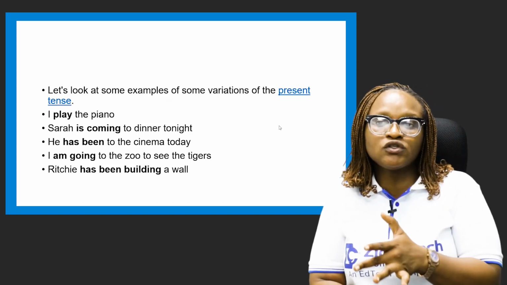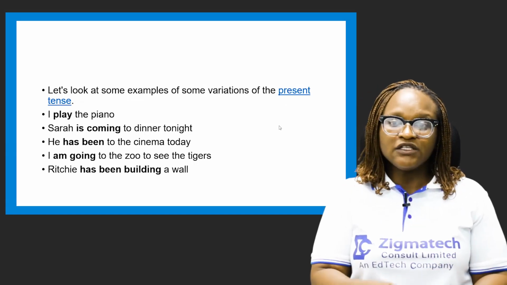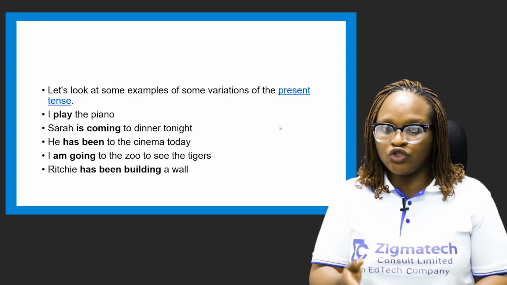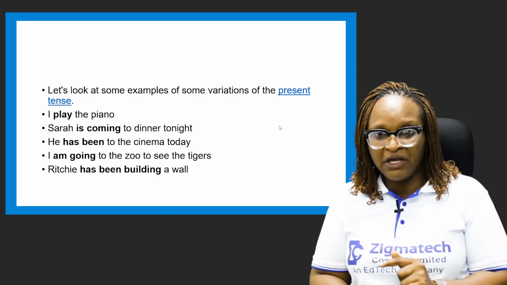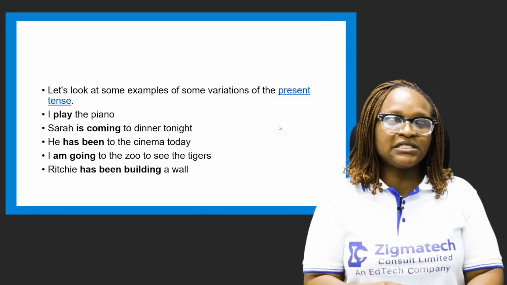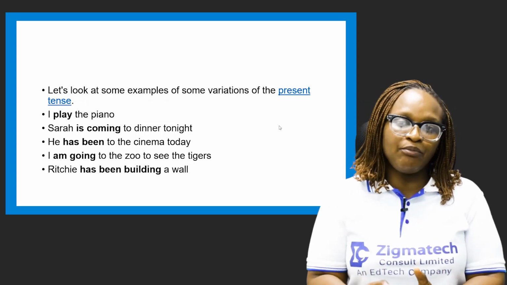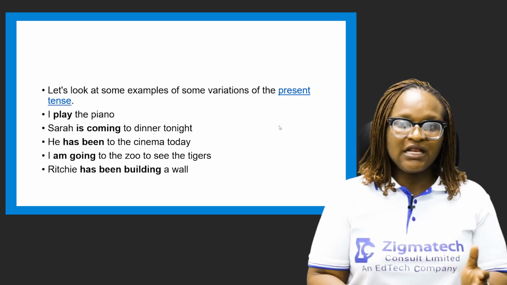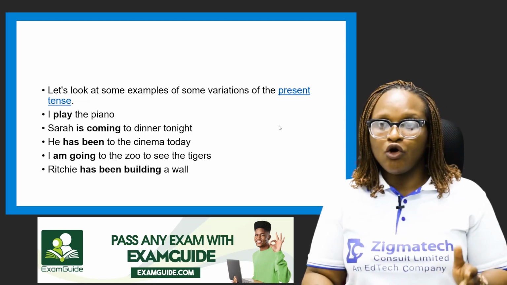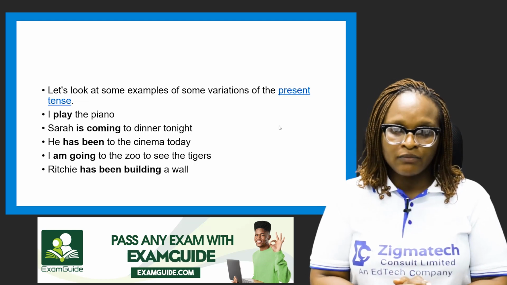Now, Sarah is coming tonight for dinner, or Sarah is coming to dinner tonight. Is coming is a present verb form. Coming is a continuous. Remember, I told us an ing type of verb without the auxiliary verb is no verb. So the presence of is makes it present, and not just present but present continuous, because an ing type of verb with an auxiliary verb is a continuous verb. So it can be present continuous or past continuous depending on the auxiliary verb that is used.